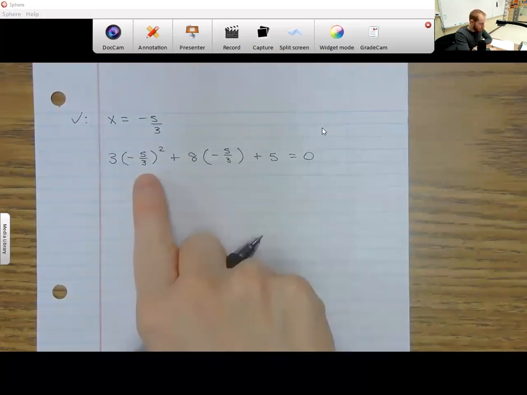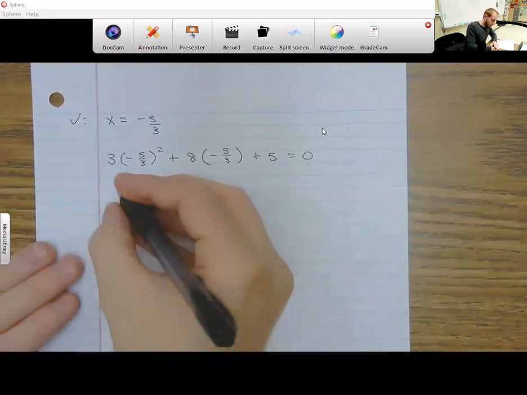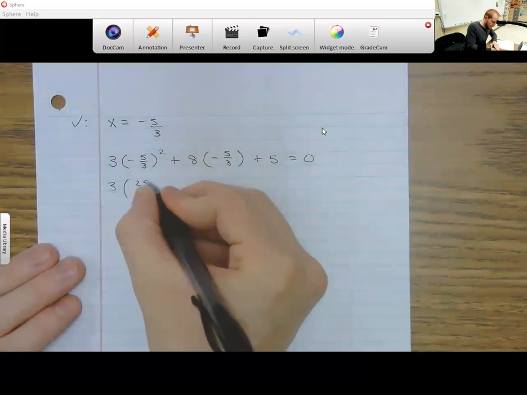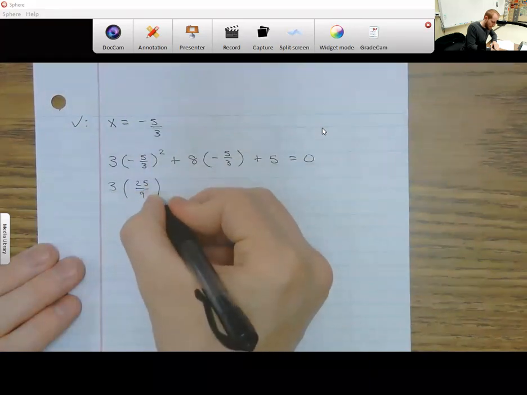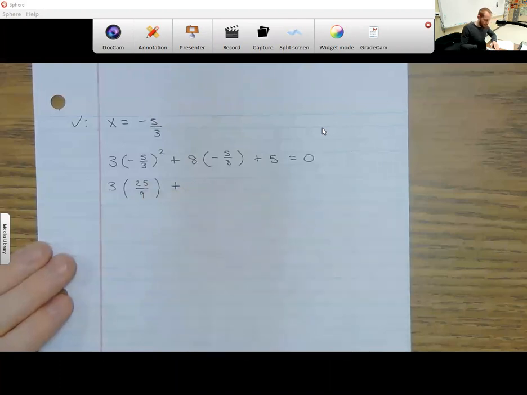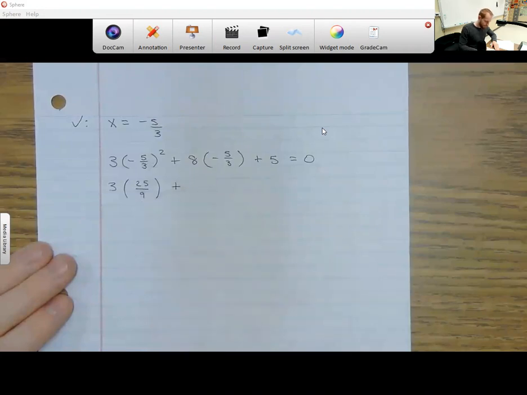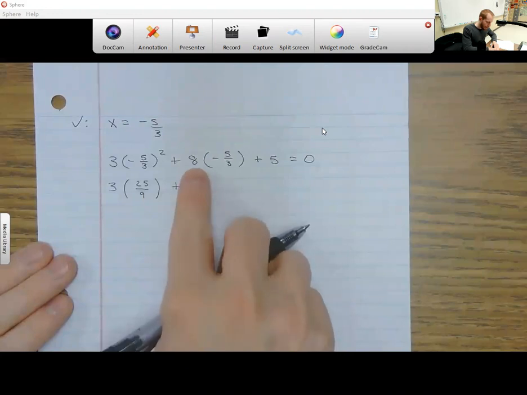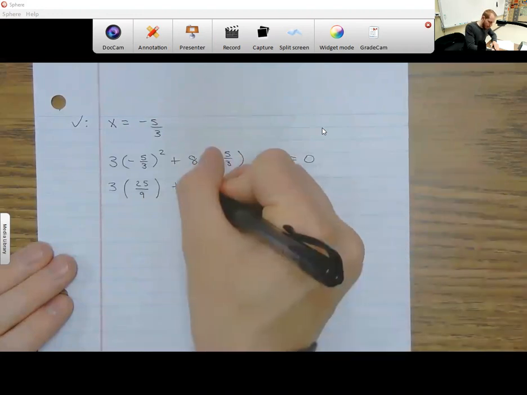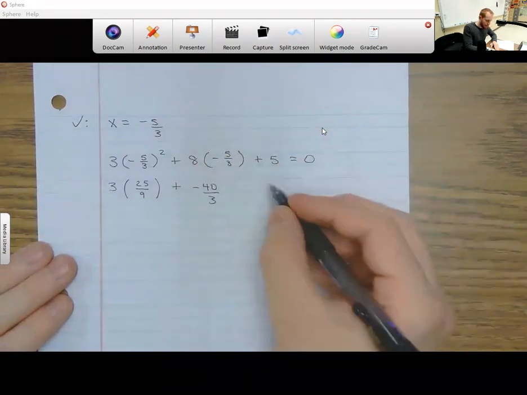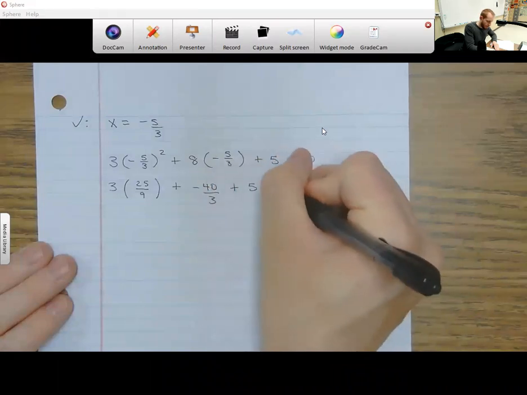Let's do the squaring part first. What happens when I do -5/3 times -5/3? I'm going to get a positive fraction this time. I'm going to get 25 over 9. See how I did that? 5 times 5, 3 times 3, 25 over 9. And then over here, I'm going to do 8 times 5 is 40. So I'm actually going to get -40 over 3. And then I add 5 at the end to get 0 somehow.